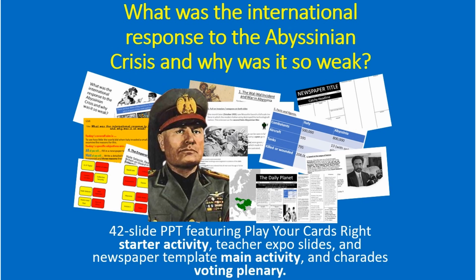Areas or subheadings which will have been covered include: what was the Wal Wal incident, the full-on invasion and weapons on both sides, the nature of the fighting, the Emperor of Abyssinia, facts and figures, the speech at the League of Nations, the international response, and consequences.